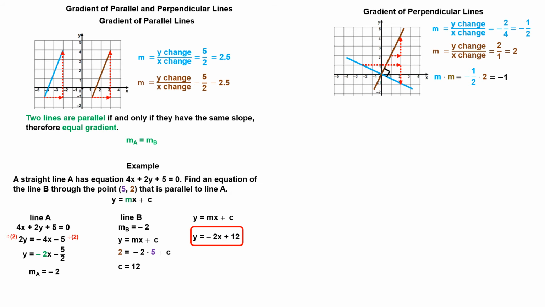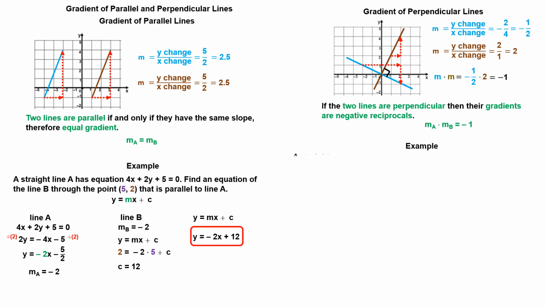It's always true that if two lines are perpendicular, then their gradients are negative reciprocals. It's important to find an equation of a line perpendicular to a given line. Pay attention in the following example.